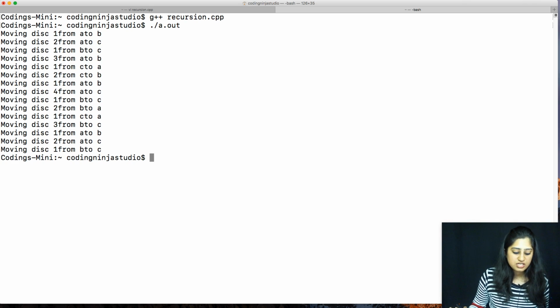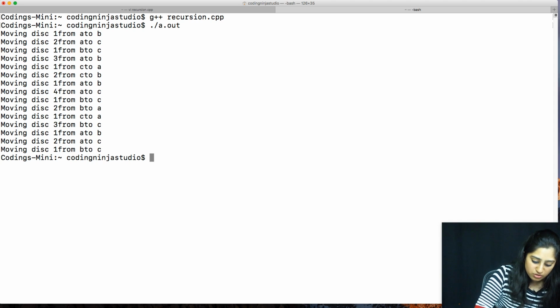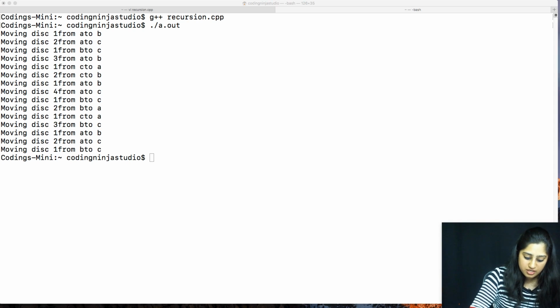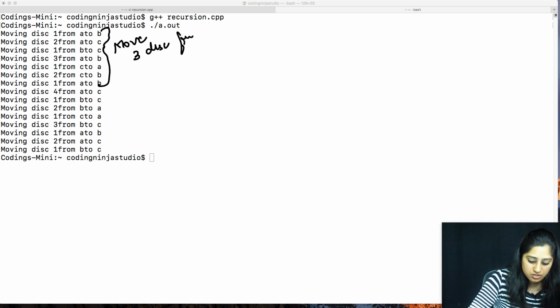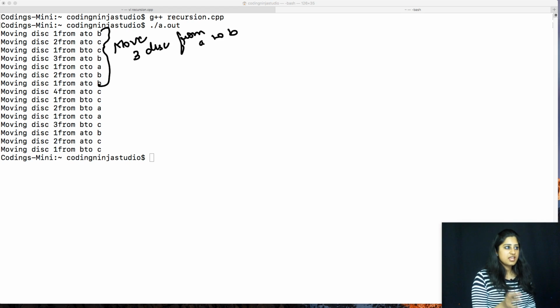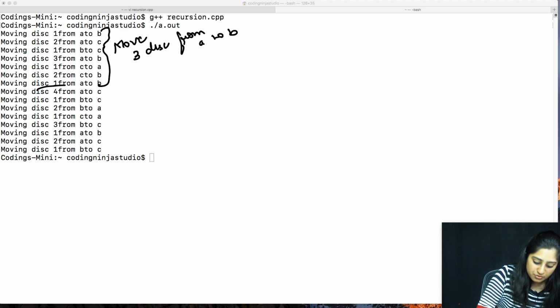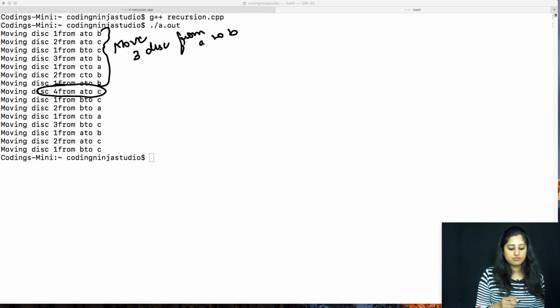Okay, so these are the steps that you have to perform in order, if you have to move 4 disks from A to C. If you look at the stage over here, these steps are to actually move 3 disks from A to B. So these are the steps that I am performing to move 3 disks from A to B. What we have to do is move the 4th disk from A to C.